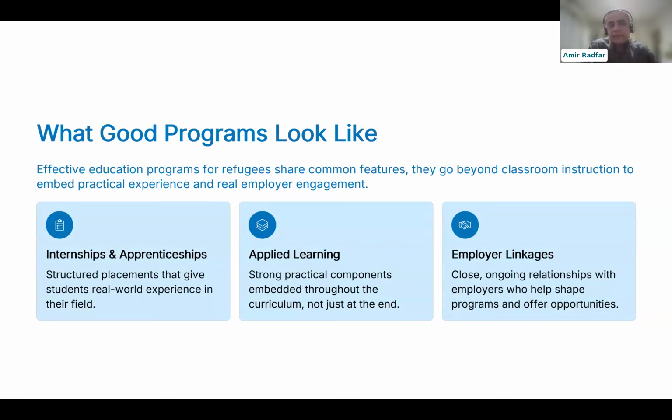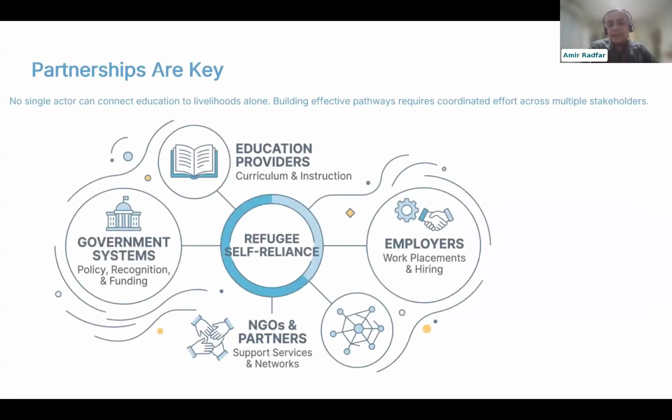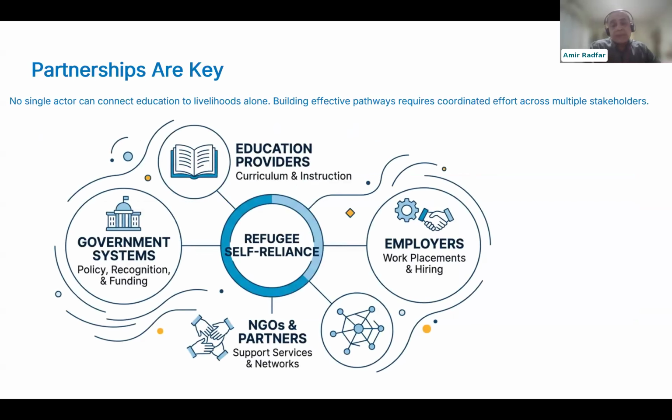If you go as a student to practice, you are interacting with the people, and that interaction increases your communication skills, your problem-solving techniques, and different types of teamwork skills, because you are already part of the real workplace. And for us at UNHCR, we believe that partnership is very key.